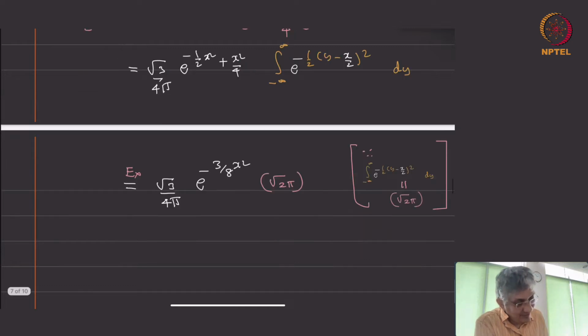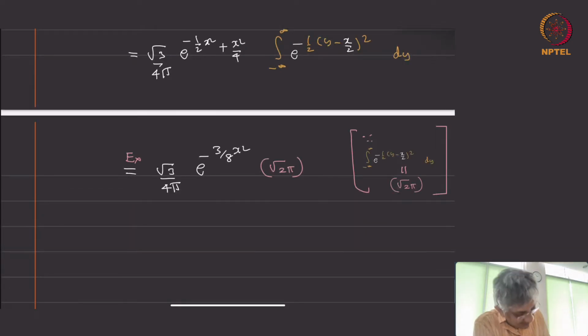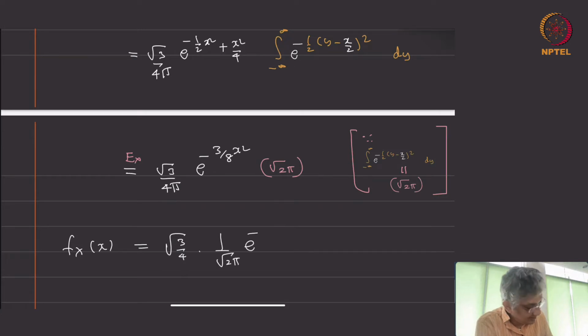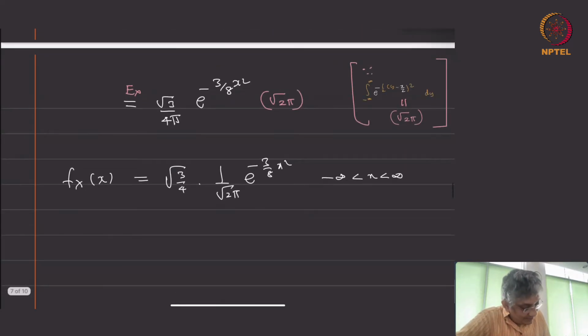So if I do this calculation correctly, I will get f sub x of x. If I do the algebra fine and finish the calculation, it will be root 3 by 4 into 1 over root 2 pi, e to the minus 3 by 8 x squared, for x between minus infinity and infinity. So it means if x and y have the joint density given above, then x is normal with mean 0 and variance 4/3. That's what we get.